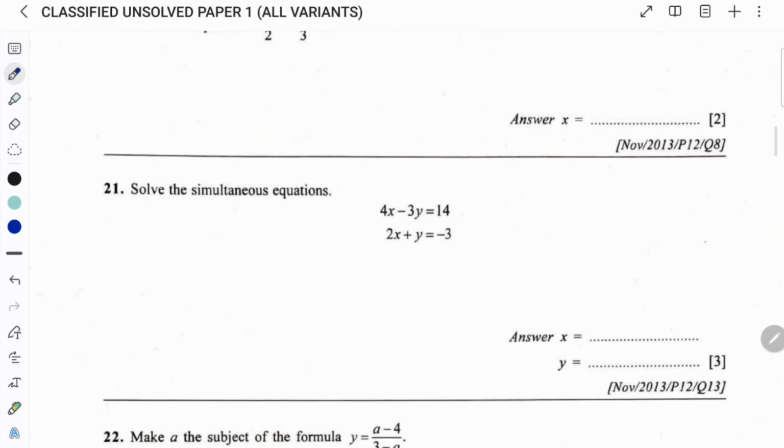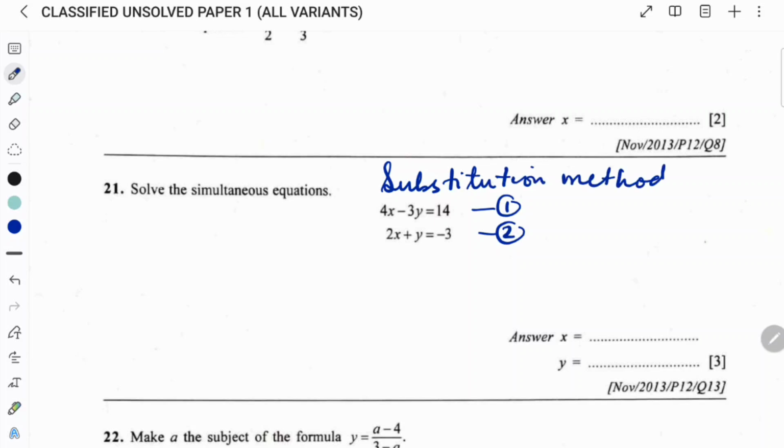Let's begin this 21st question. Solve the simultaneous equations. 4x minus 3y equals 14. 2x plus y equals minus 3. So better for us to do by substitution because y has the coefficient 1 in equation 2. So we are doing by substitution method.